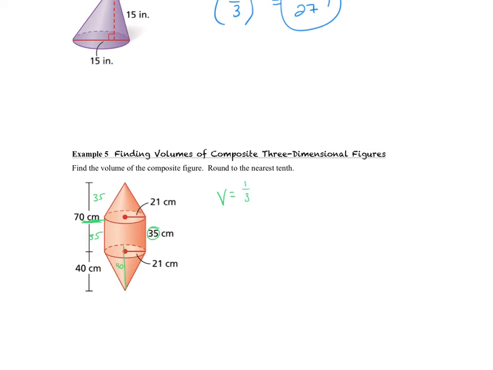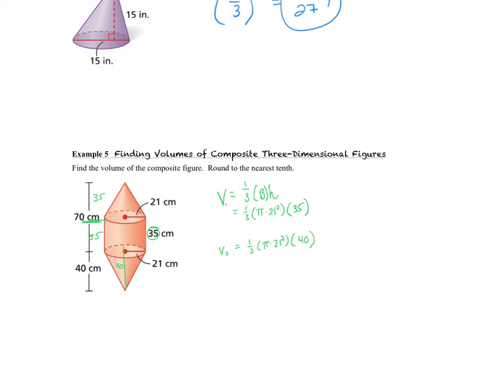So 1/3 times area of the base, which is pi r squared, times the height. So 1/3 times pi times radius squared, which is 21 squared, times the height. One height is 35, so that's cone 1. Volume of cone 2 is going to be 1/3 times pi times radius squared times a height of 40 for that one.